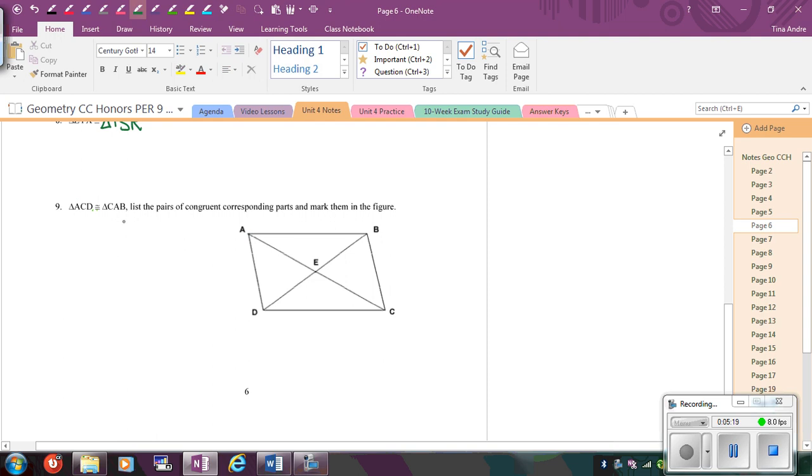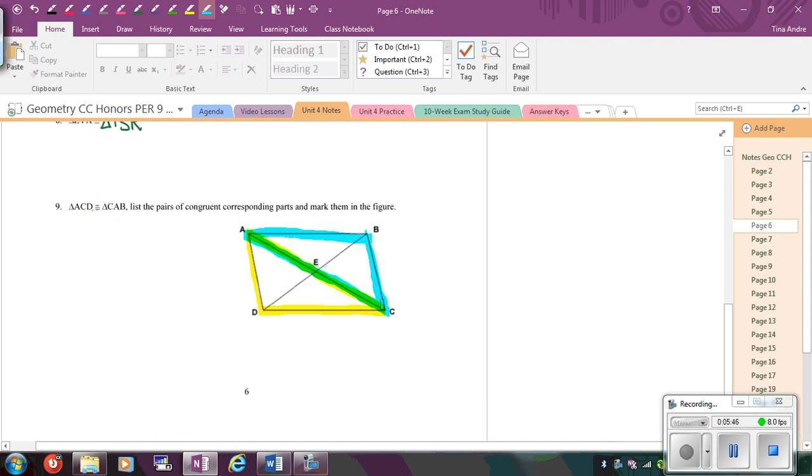So the first thing I want to do here, since this picture has multiple triangles, is highlight the two triangles we're talking about so we can just look at that. So we have ACD, so triangle ACD. That means it's really this triangle here. We got to connect back to A. And then CAB, so C to A to B. So there's my two triangles.